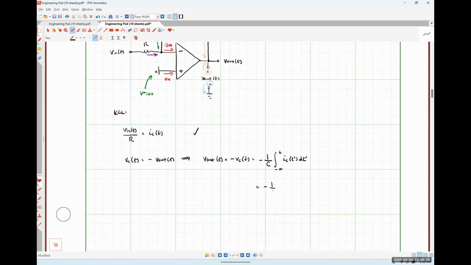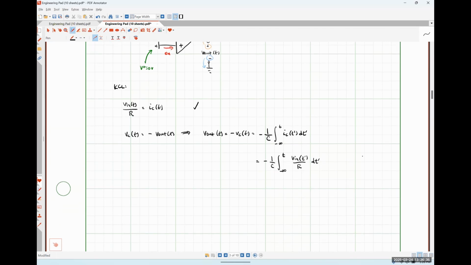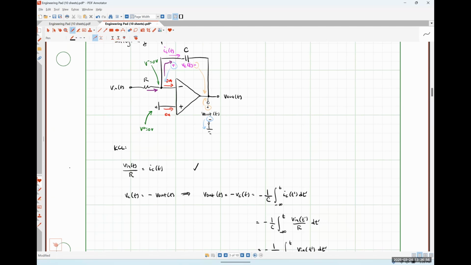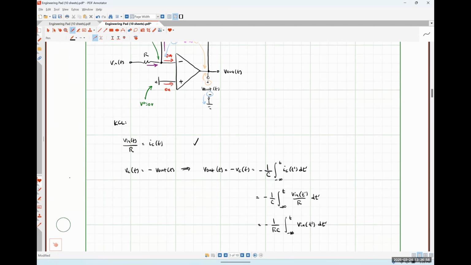So I'm going to have negative 1 over C times the integral from negative infinity to t of Vn over R. And since R is a constant, I can just pull that outside of the integral, and that leaves me with negative 1 over RC times the integral from negative infinity to t of Vn dt, like so. So this particular configuration, where I have the capacitor in the feedback position, gives me an output that is a scaled version of the integral of the input signal.